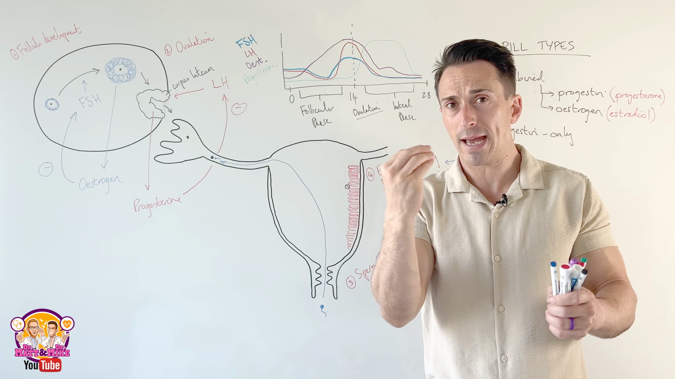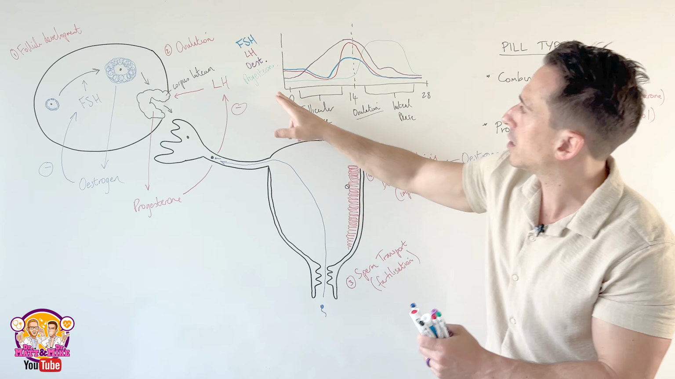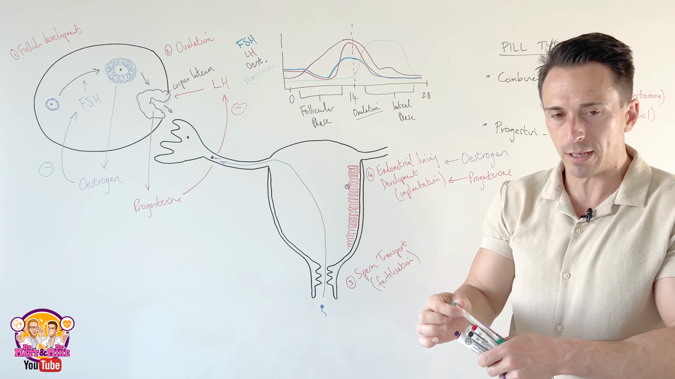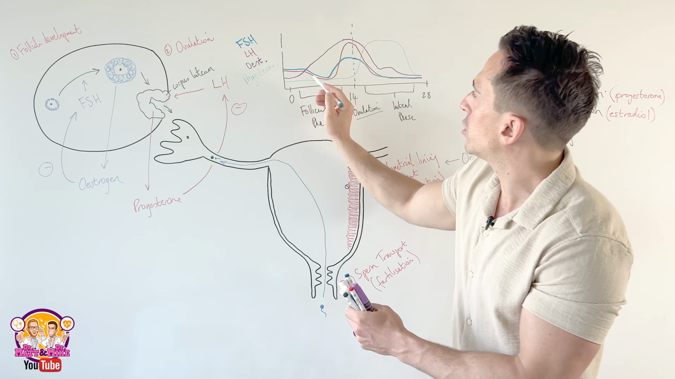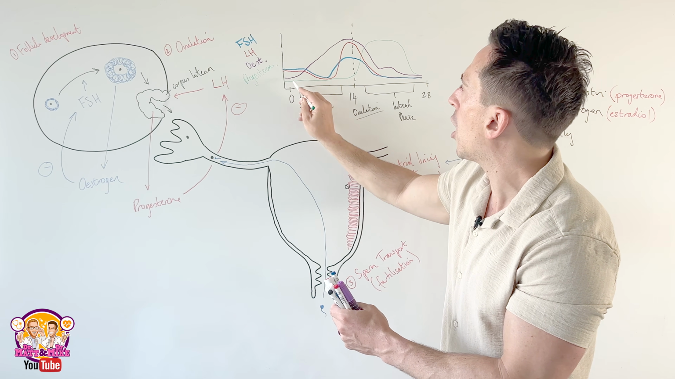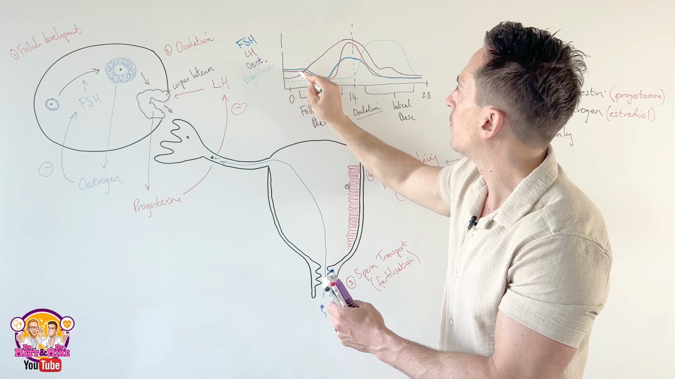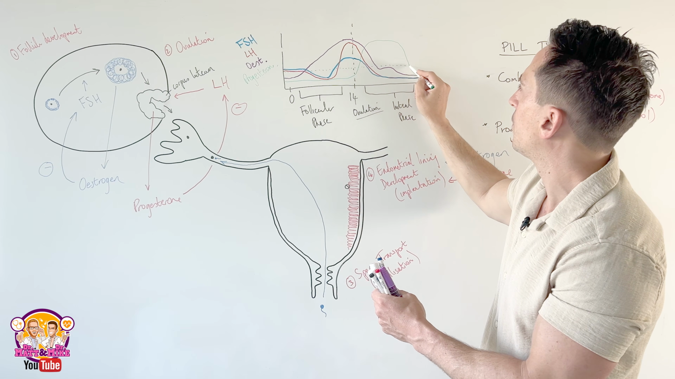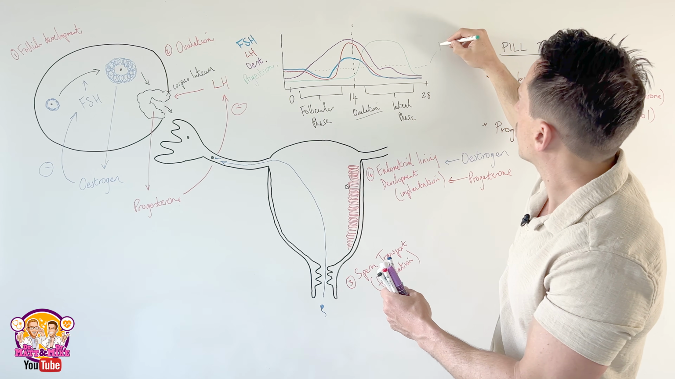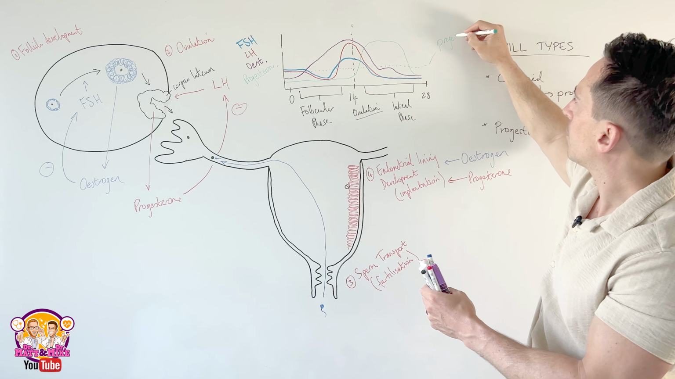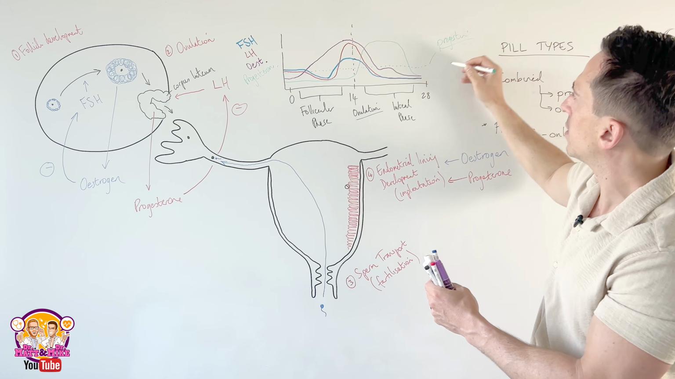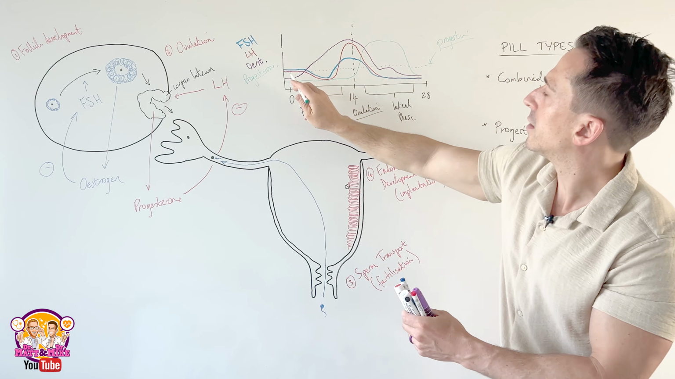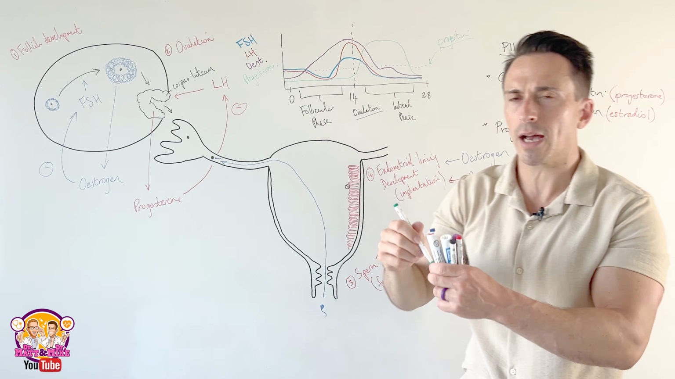So when somebody takes a progestin-only pill, and I said progesterone here is in green, this pill is going to be higher than its lowest level, but lower than its highest level. So we've got progestin only. It's like that, quite steady across that time period.